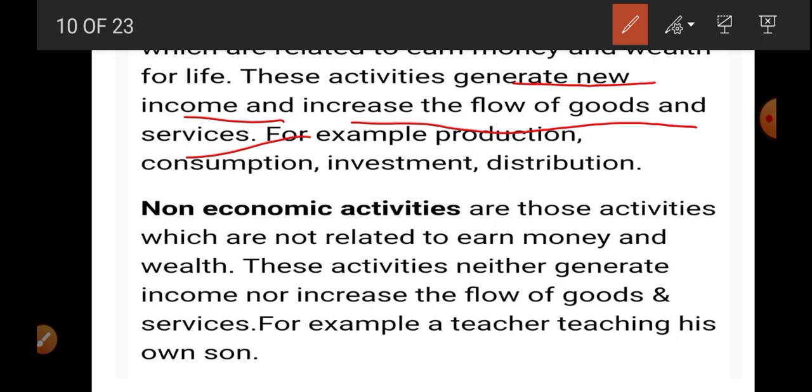Now non-economic activity: those activities which are not related to earning money. Within that we consider a teacher teaching his own son, giving charity, worshipping every day, religious activity, donation, a doctor giving consultancy free. These things are non-economic. When you are doing something but not taking money, that is non-economic. Like I'm teaching in Divine and getting a salary, so that is economic activity. But when I'm teaching my own child, that is non-economic. Why? Because I'm not getting anything in return, meaning money.